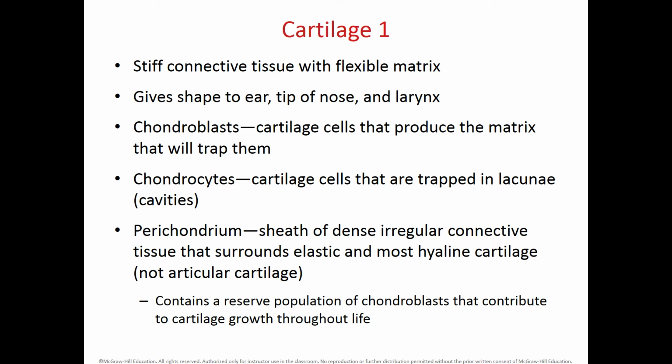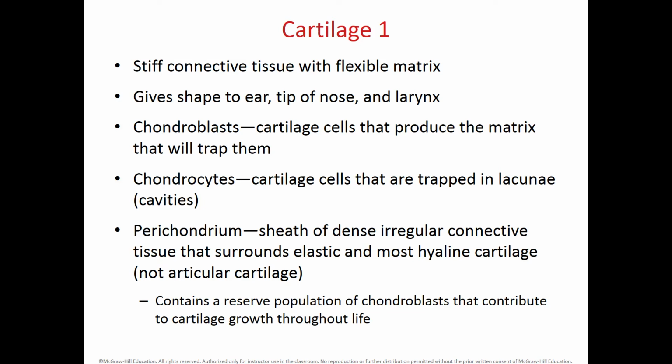The cells of the cartilage are of two types. One is called the chondroblast, which are the cartilage cells that produce the matrix. These chondroblasts get trapped within this matrix, they mature, and then they are called chondrocytes. So the chondrocytes are the cartilage cells trapped within the lacunae, or cavities. The cartilage is surrounded by a membrane called the perichondrium, which is dense irregular connective tissue that surrounds elastic and most hyaline cartilage, but not the articular cartilage.